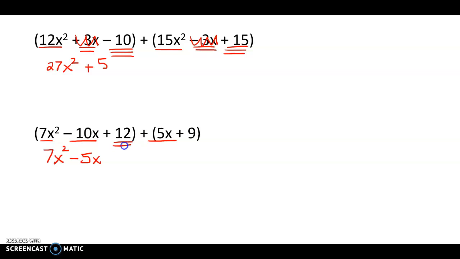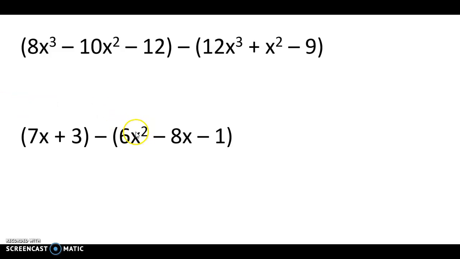And then I have 12 and 9 to give me 21. Okay, so I've combined all my like terms. It's in standard form because it goes from 2, 1, none. So it's already written in standard form.